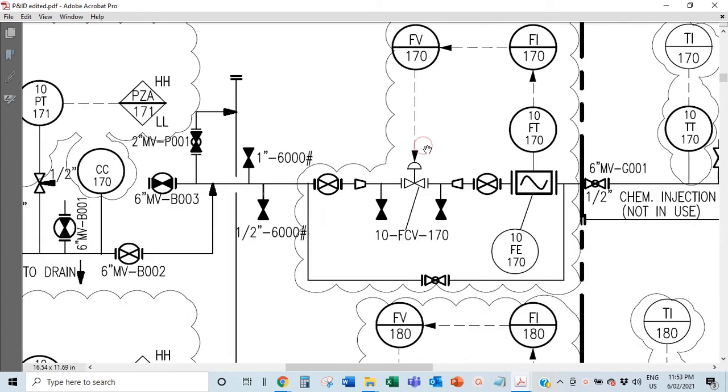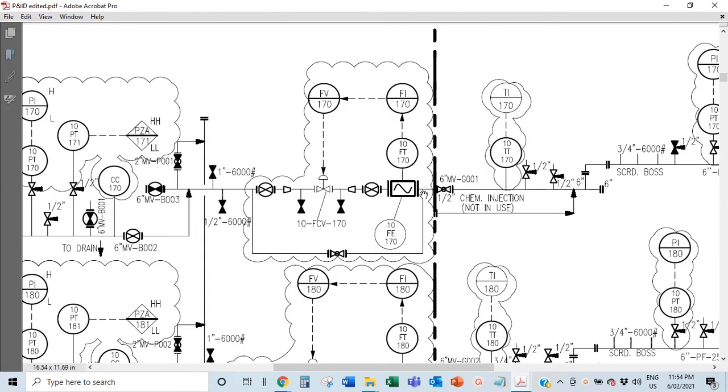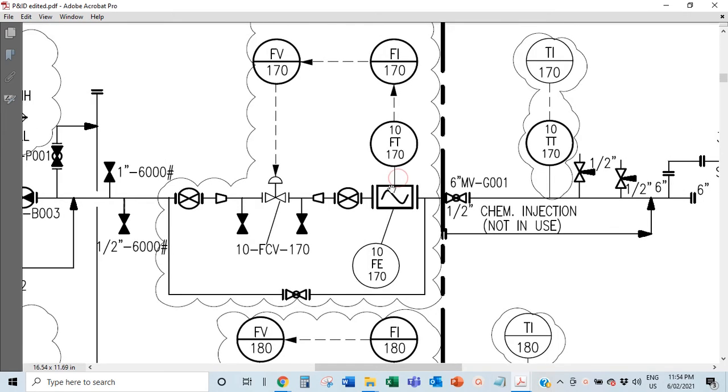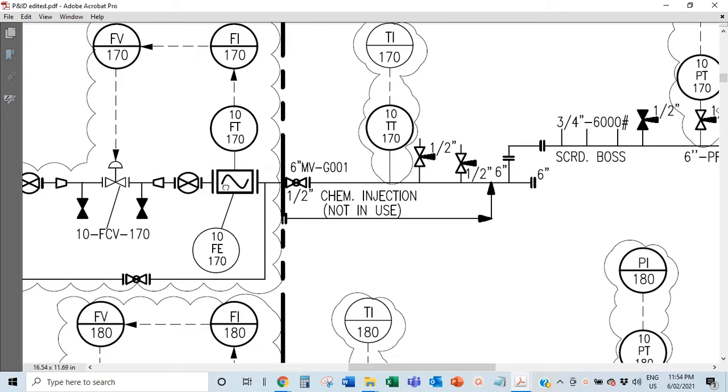So it will tell it, okay, close it a bit because the flow we are seeing here is too much. Or if the flow is too low, open it a bit. So it keeps on going up and down, trying to get the required amount of flow for the operating parameters for the system.